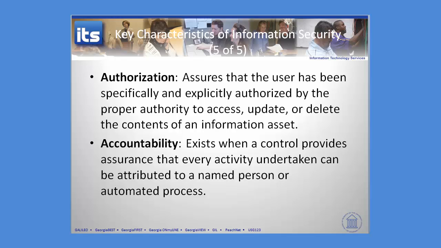Authorization assumes that the user has been specifically and explicitly authorized to access, update, or delete the contents of an information asset. So with authentication, you're proving who you are. Authorization means you're doing, hopefully, what you were authorized to do. And then accountability tries to link those two together so that you've got not only authentication but authorization to use a particular system.